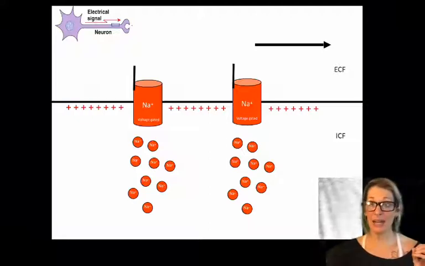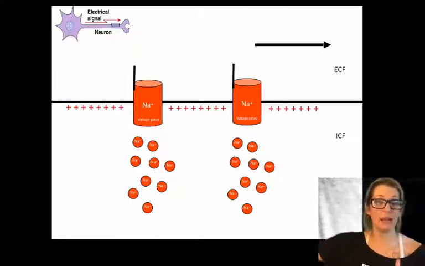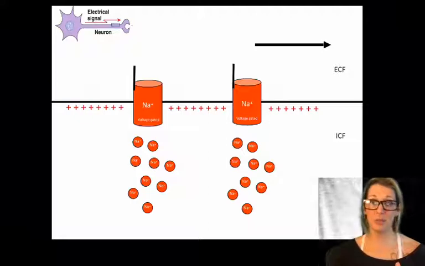It is not graded. It is all or nothing. If it gets triggered, it travels the entire length of the axon, period. Okay, this is not a graded potential. This does not lose intensity.